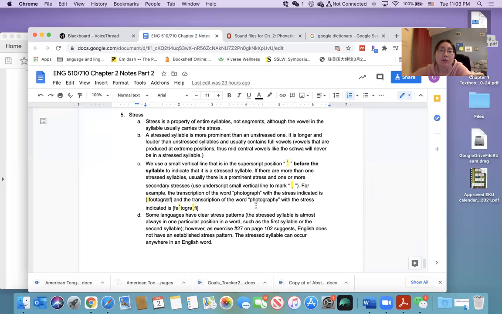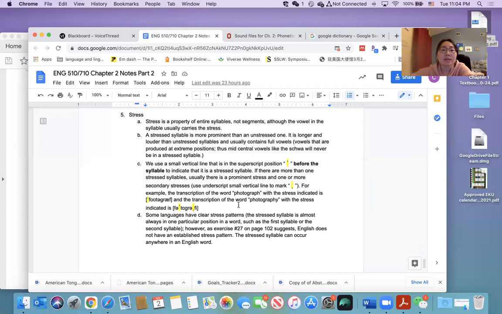So we know the stress is here at the very beginning for the first syllable. But if you have the word photography, then it has two stressed syllables. The second syllable, ta, is the prominent stress, and the last syllable, fi, is the secondary stress. And so we pronounce it photography. This is louder and more prominent. This is also louder and more prominent compared to f and gra. But if you compare these two syllables, you can clearly hear that ta is more pronounced compared to fi, photography.